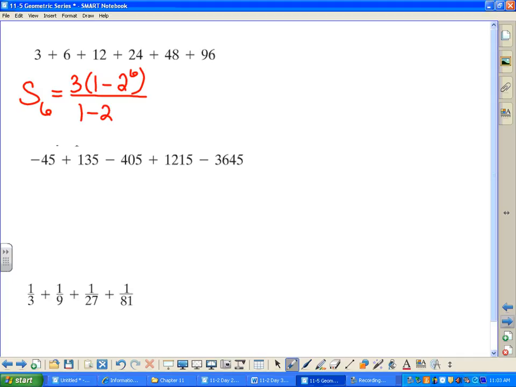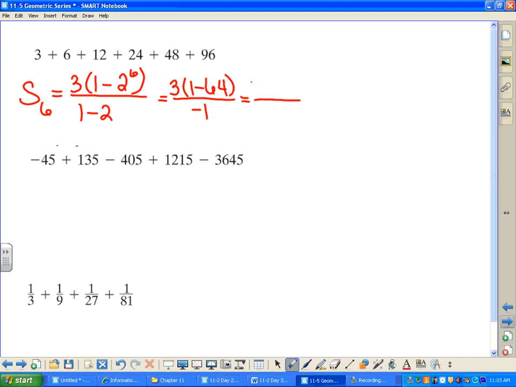Now you just want to be careful. Follow your order of operations. Do the exponent first. 2 to the 6th power. 64, right? So we have 1 minus 64 up in the numerator. And in the denominator, do you agree that's just going to be a negative 1? Okay.